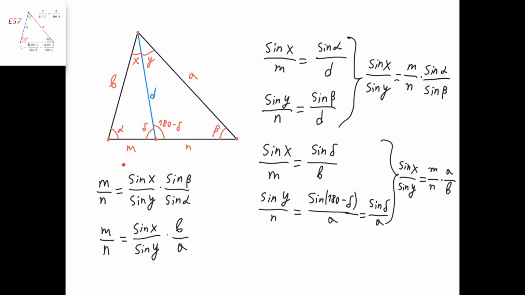Now take a look at this expression here. So we have M divided by N. Then here we put sine of X divided by sine of Y, so the wife of M on the top of the fraction, and the wife of N on the bottom of the fraction. And then we have sine of beta and sine of alpha. But alpha and beta are not really related to M or N.